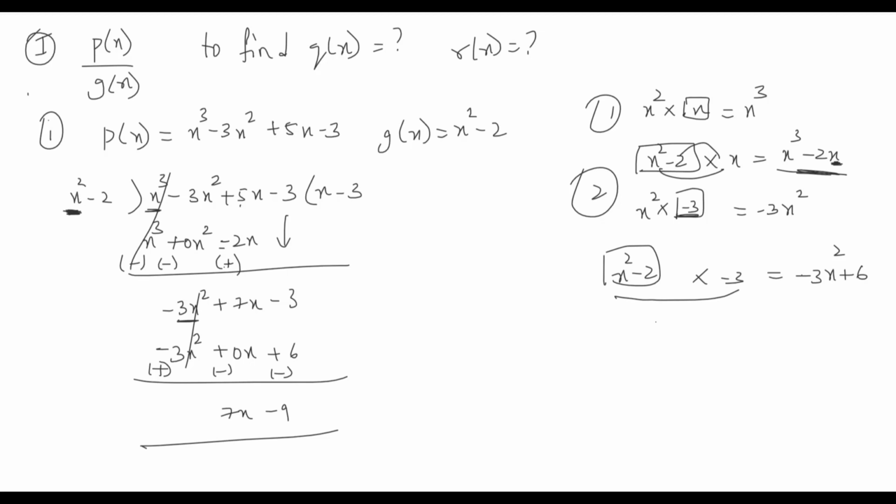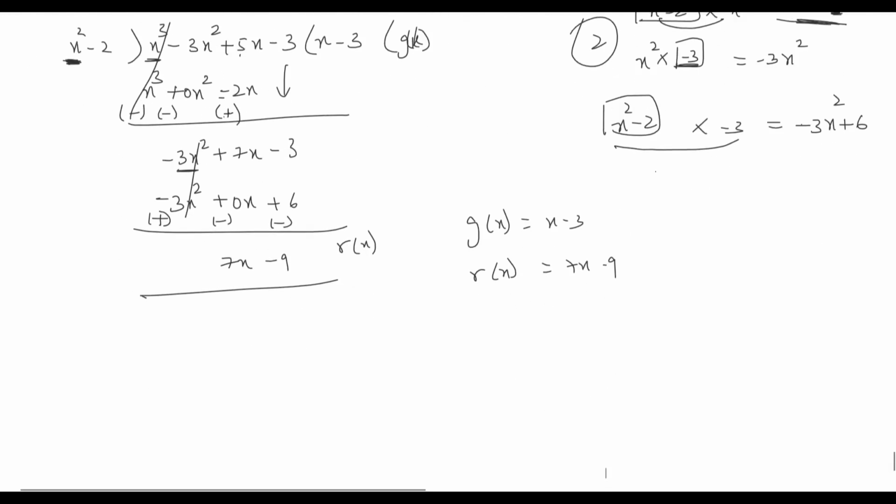So we found out our g of x and r of x. Here g of x is x minus 3, r of x is 7x minus 9. Let's solve the second sum.